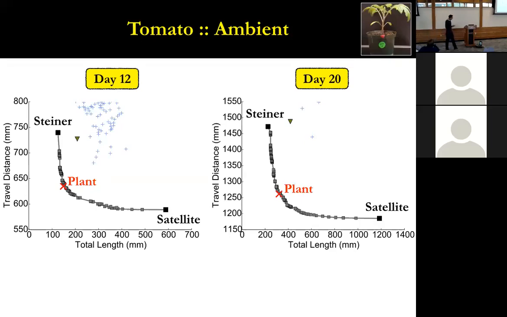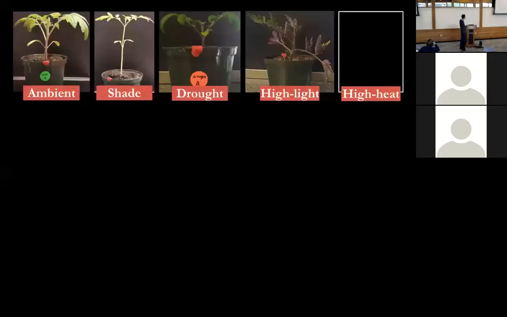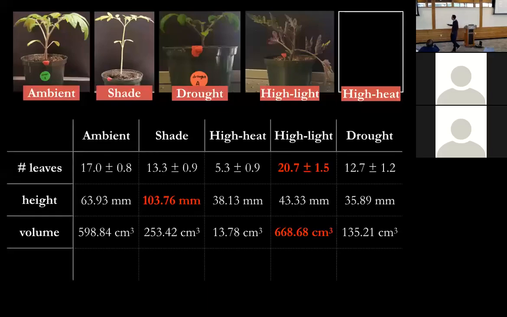So we said, okay, let's try to repeat these experiments in different growth conditions. So we took tomatoes and we exposed them to 4 other kinds of stresses. We put them in shade. We droughted them. We didn't give them any water for 20 days. We put them in excessive light. We put them in excessive heat. And in all of these conditions, just calculating basic features of the plants, you see lots of changes.